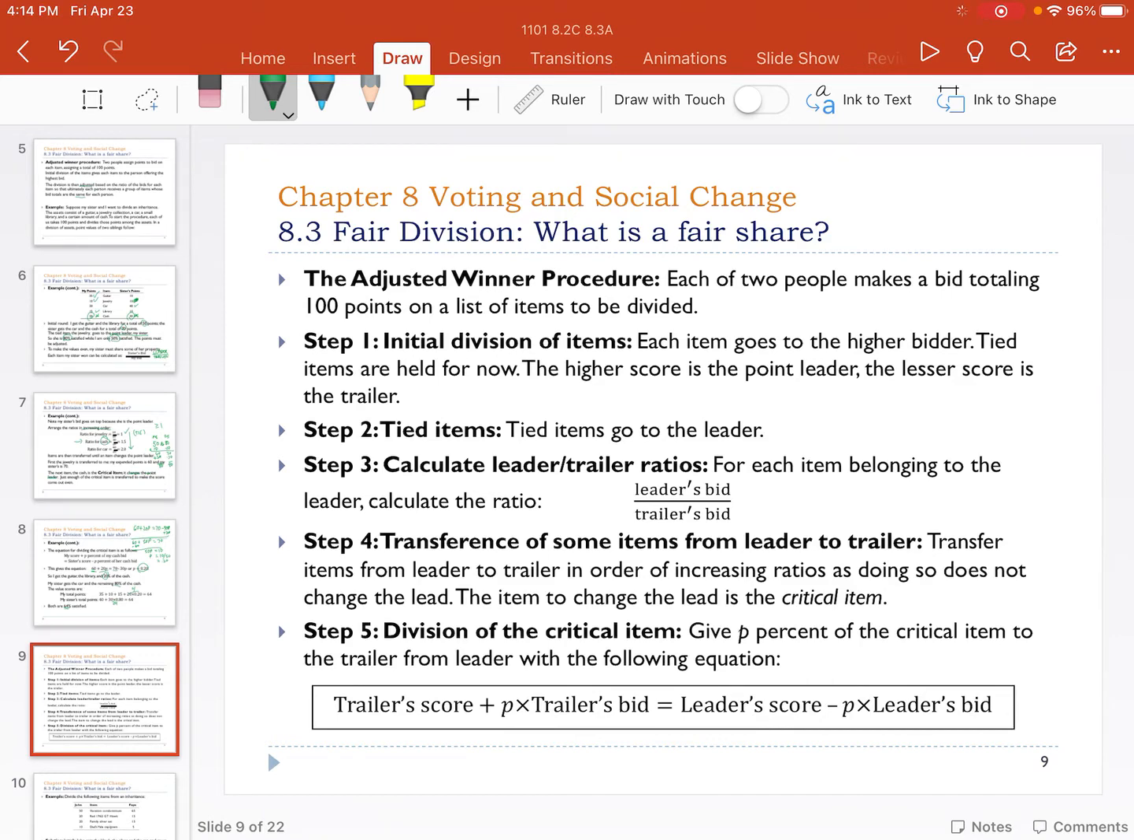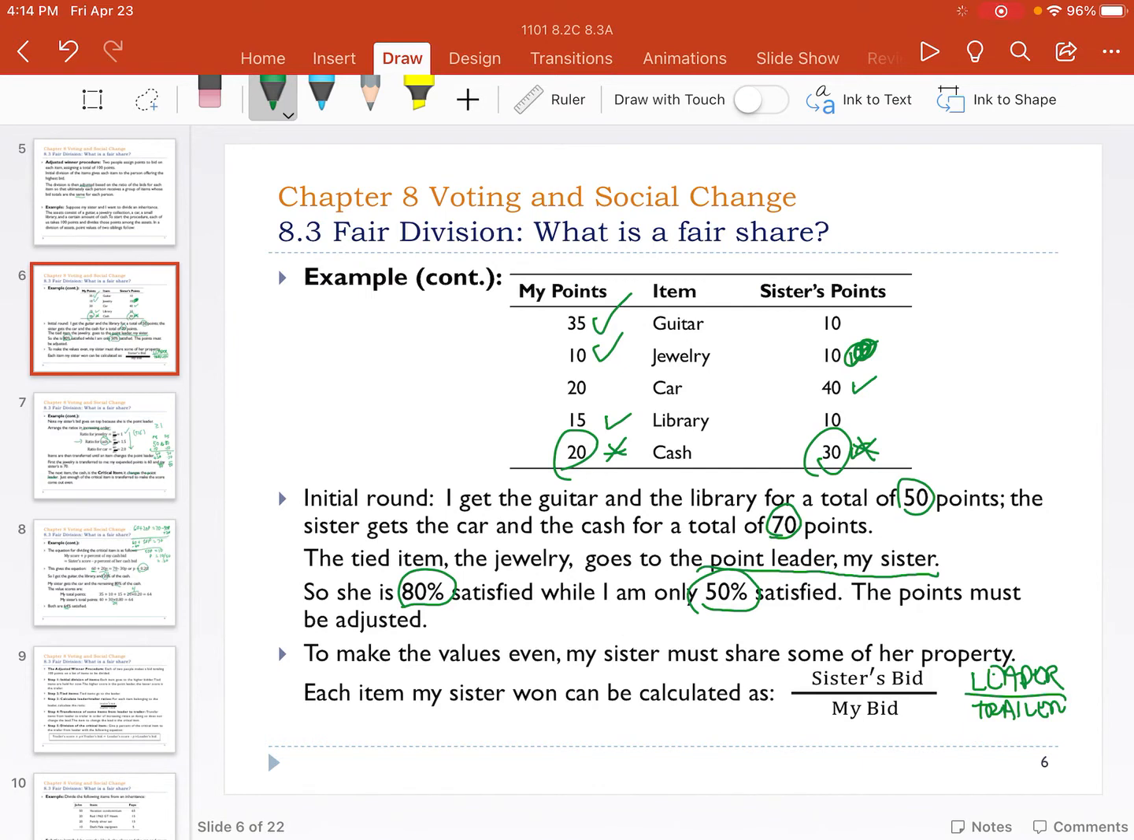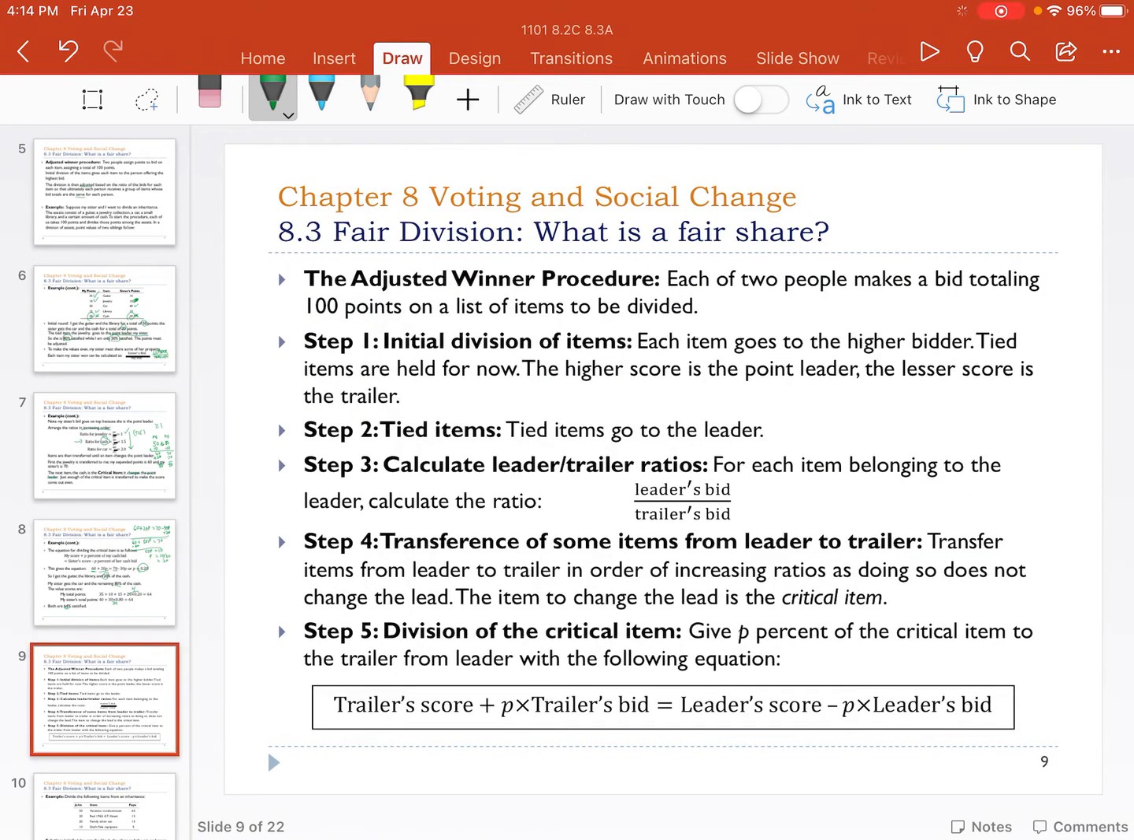And this is just a review of what happened here. Each of 2 bids, people making a bid, totals 100 points. So you have to add up to 100 points. Just to take a quick look here, 35 plus 10 is 45, and 20 is 65, 15 more is 80, and 20 is 100. So I have 100 points, and of course 10 and 10 and 40 and 10 and 30 adds up to 100 points apiece.